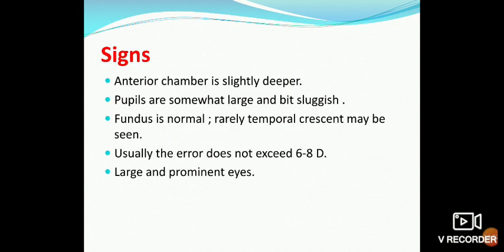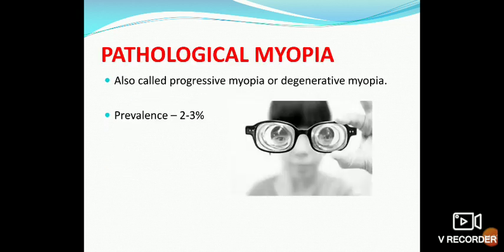Okay, but the signs, we see the signs in these children. Anterior chamber is usually deep. Pupils are somewhat larger and a bit sluggish. Fundus is normal. Remember, in simple myopia or developmental myopia, fundus is always normal. Rarely, very rarely, temporal crescent may be seen. Usually, the refractive error does not exceed minus 6 to 8 diopter. Sometimes, large and prominent eyes may be seen. Okay, so these are the signs that will be seen in developmental myopia.